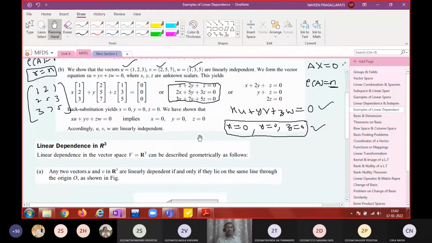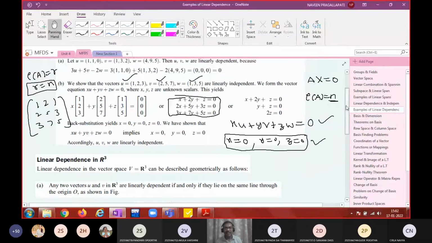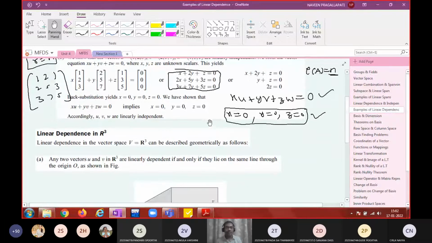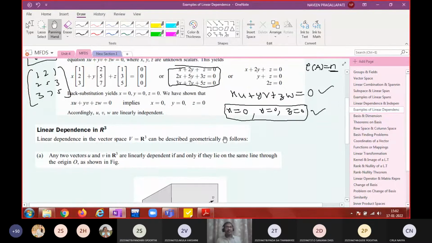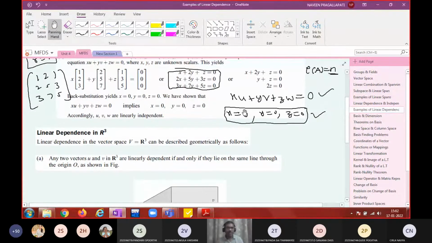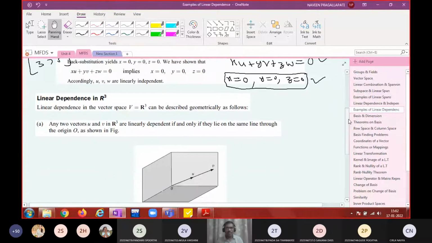Rank 3, right? Yes, because the rank is equal to the number of variables, it will not have any non-zero solution. It has only the zero solution. Therefore they are linearly independent. If there is a non-zero solution, then we will say that these three are linearly dependent. That's why you should be good at solving systems of linear equations. If you are good at those concepts, these concepts will be better understood.